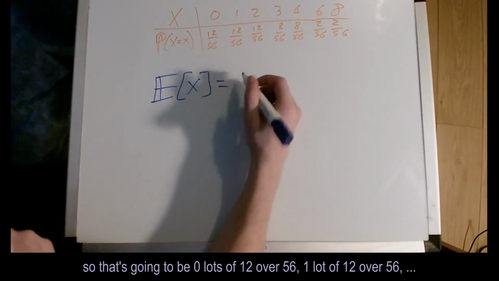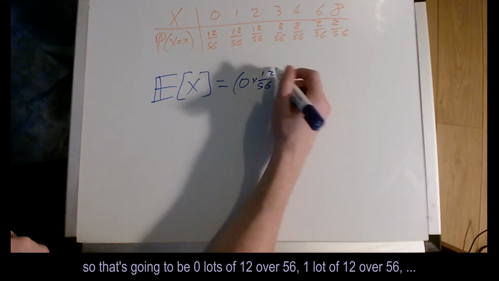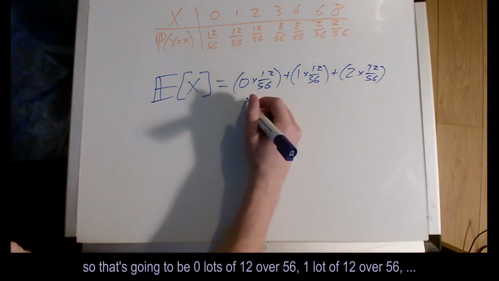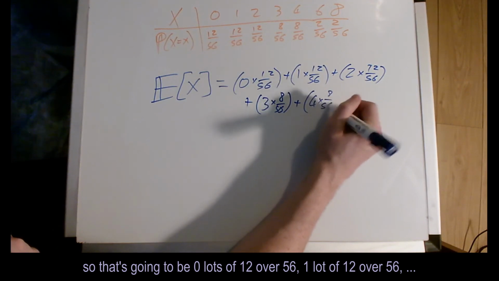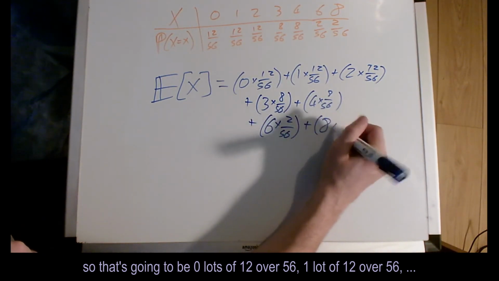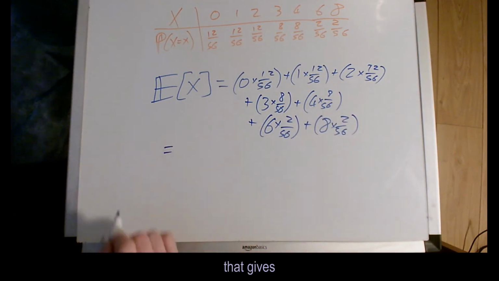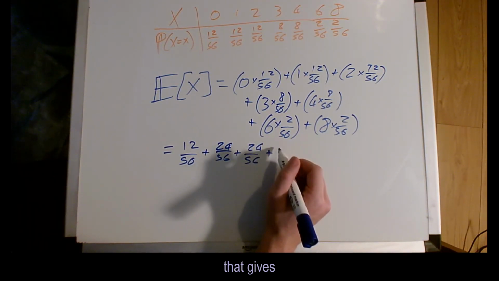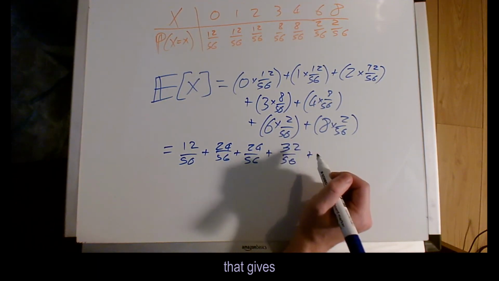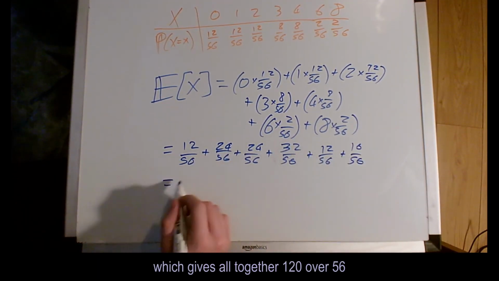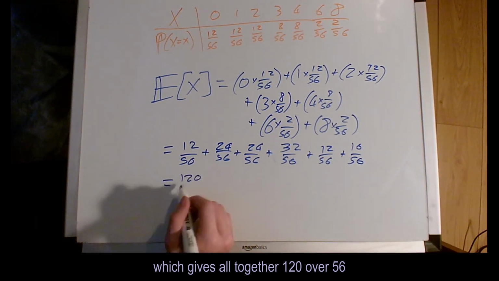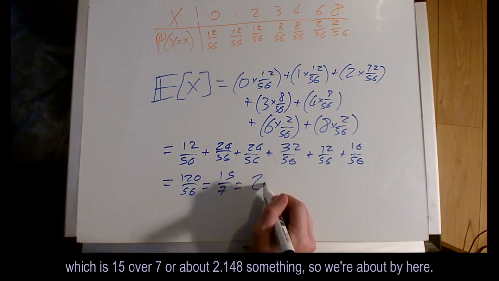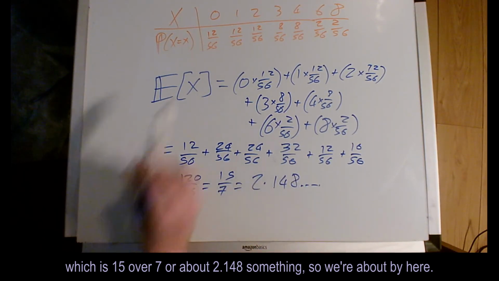So that's going to be 0 lot of 12 over 56, 1 lot of 12 over 56, and so on, which gives altogether 120 over 56, which is 15 over 7, or about 2.148 something. So we're around about by here.